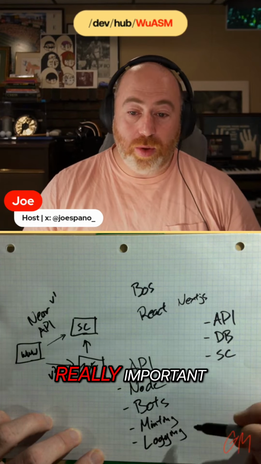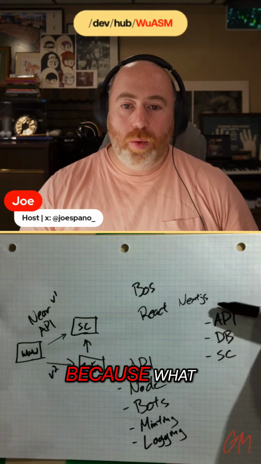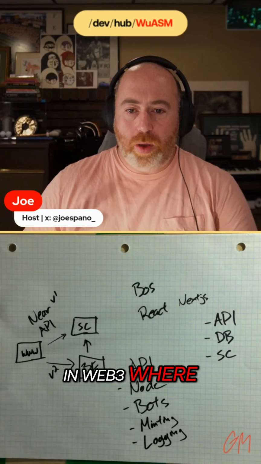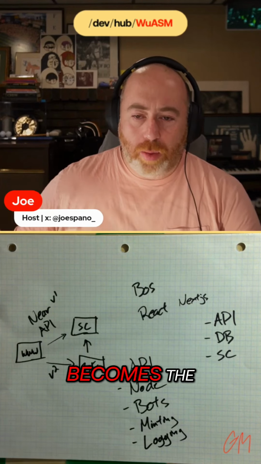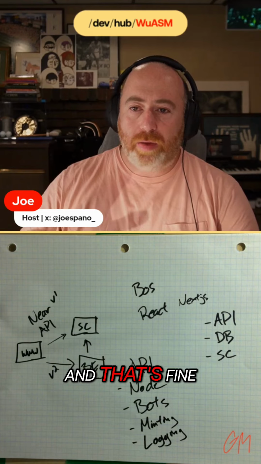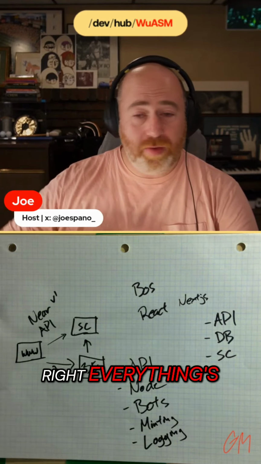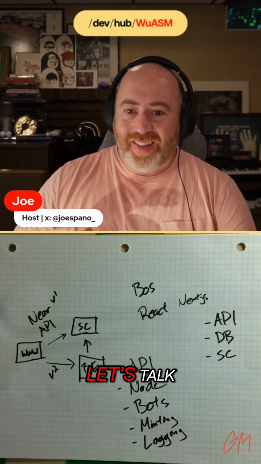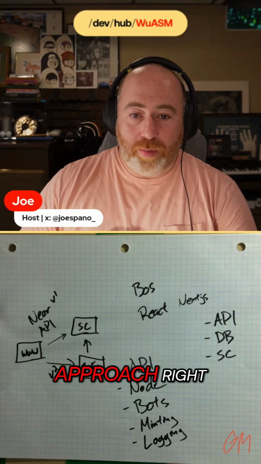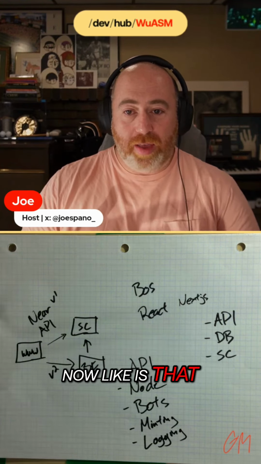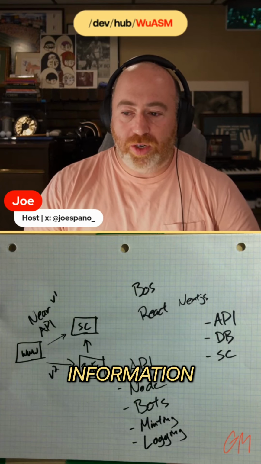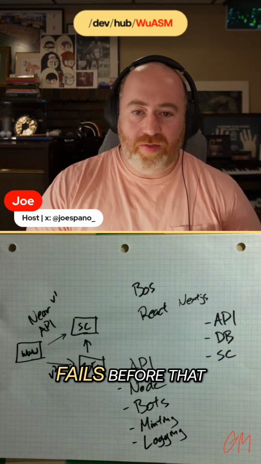And this became really important because sometimes you get stuck in Web3 where your only log becomes the on-chain transaction. And that's fine. That's the point of it, right? Everything's transparent. You can go on there. But let's talk realistically a little bit here. Sometimes that's not always the best approach, right? Is that going to be fast enough? Is that actually going to get me the information I need? What happens if something fails before that?